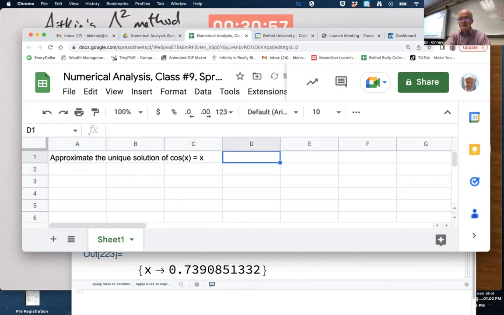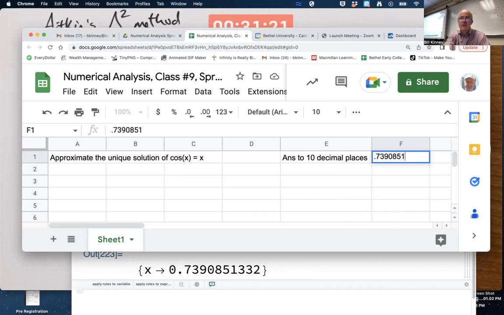The answer to 10 decimal places we see from Mathematica's FindRoot. And by the way, you should know FindRoot, Solve and NestList syntax for the test as well, if I ask you to write those things on the test. 0.73908513332.